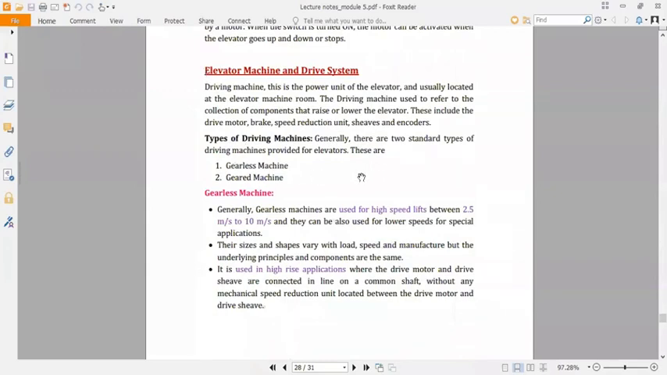एलिवेटर मशीन जो हमारा है, अगर ड्राइविंग मैकेनिज्म की बात करें इसका, ठीक है, तो ये हमारा दो तरीके का होता है, एक गियरलेस मशीन और दूसरा गियर्ड मशीन. गियरलेस मशीन में क्या होता है हमारा कि इसका एप्लीकेशन जो है इसका अपना एक लिमिटेशन है. We are not using any gear system for the movement purpose. It is used for high speed lift. The speed of the lift is varying from 2.5 meter per second to 10 meter per second.